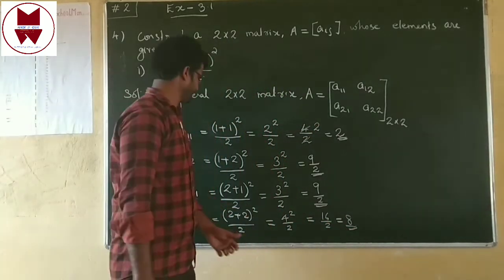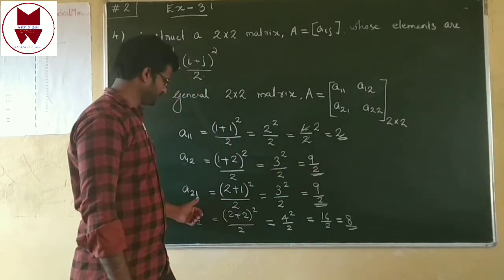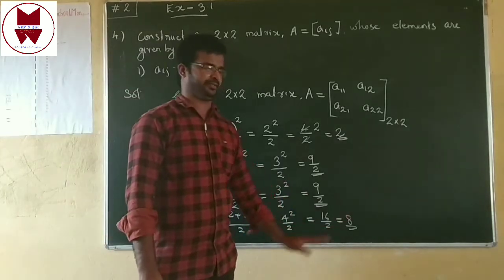Now we got all the 4 terms. The first term is 2. The second term is 9 by 2. The third term also is 9 by 2. Then the fourth term, A22, is 8.